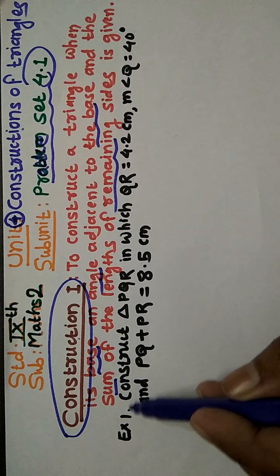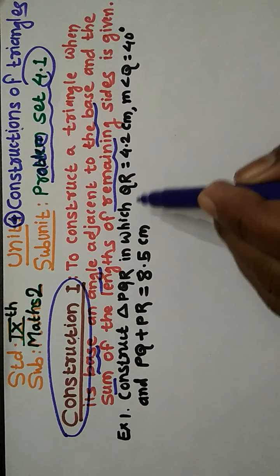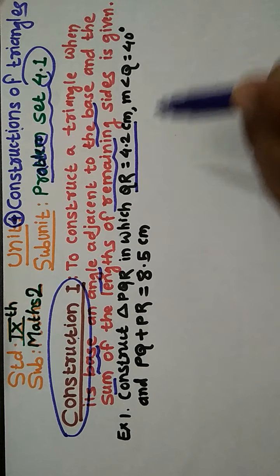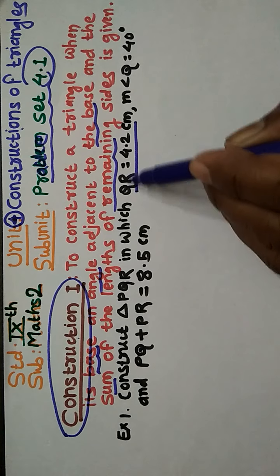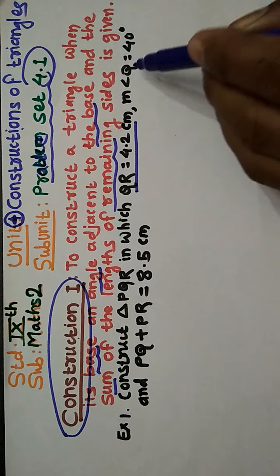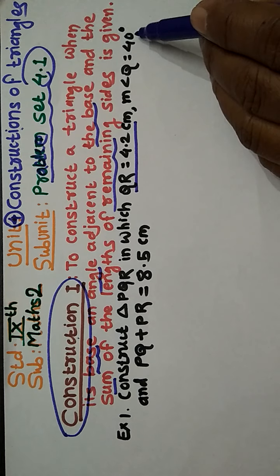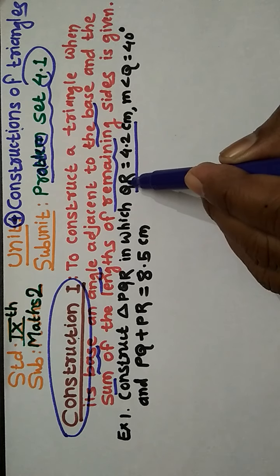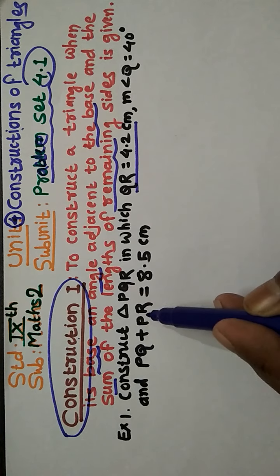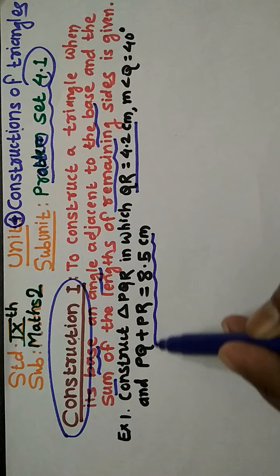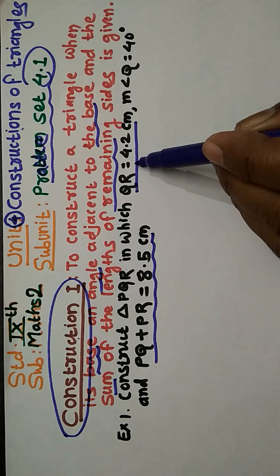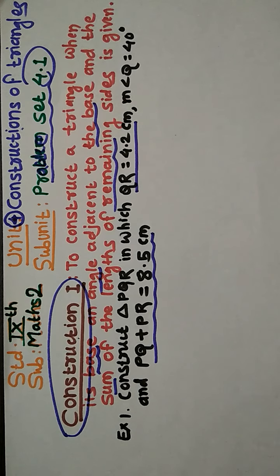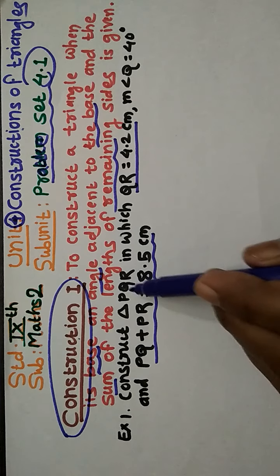See the example: construct triangle PQR in which QR is equal to 4.2 centimeter. Means segment QR is given. Angle Q, one of the base angles, is given. Angle Q is equal to 40 degree. And the sum of the remaining sides: if QR is the base, then the remaining sides are PQ and PR. The sum of the remaining two sides is given. Means base is given, one base angle is given, and the sum of the remaining two sides is given. Then we construct triangle PQR.